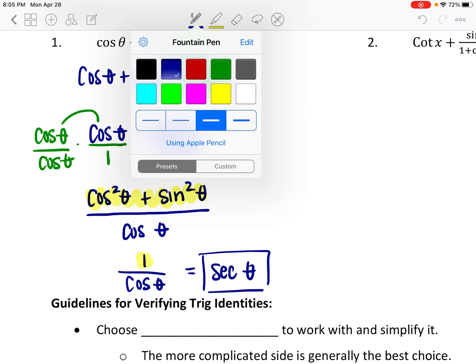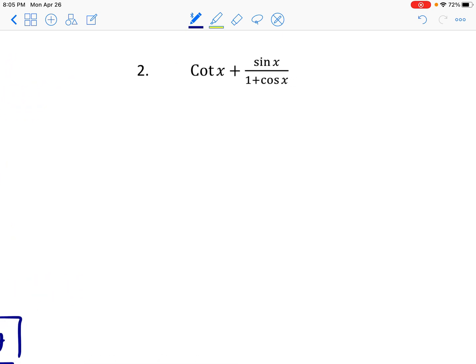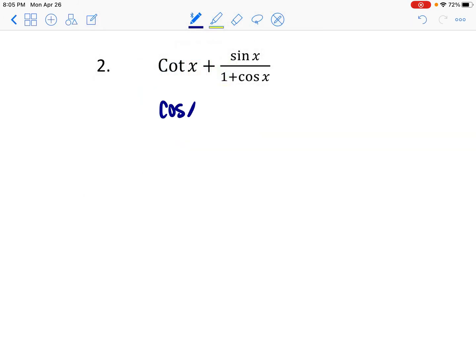Okay, let's try another. I think this one's a little bit tougher. And I don't know why I capitalized the C in cotangent, so just ignore that. All right, so we've got cotangent, sine, cosine. Again, I would probably substitute the cotangent just so I'm dealing with two trig functions. So cotangent is the same as cosine, and notice we're using x here instead of theta. It doesn't really matter, it's just a variable, and you will see that variable get replaced with all kinds of different things. So cotangent is cosine over sine, and I'm trying to add sine over 1 plus cosine.